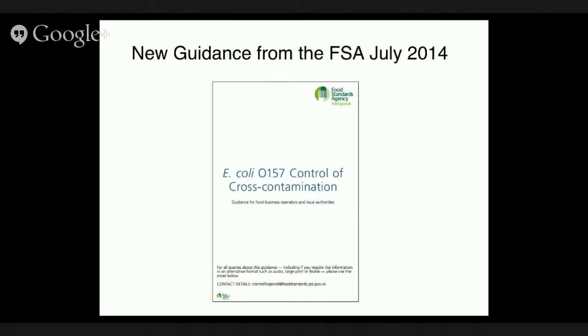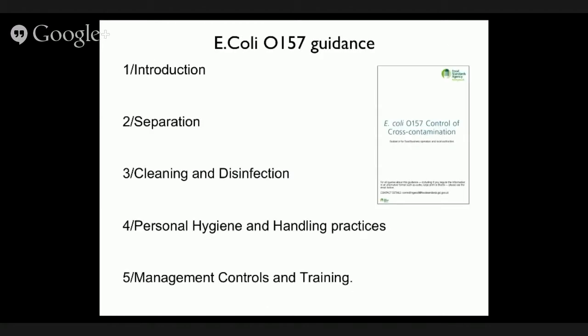We now have recently had some new guidance on E. coli O157, the control of cross-contamination, which was issued in July by the Food Standards Agency. These are the headings that we have: introduction, separation, cleaning and disinfection, personal hygiene and handling practices, and management controls and training. There is also a section 6, which is a glossary.